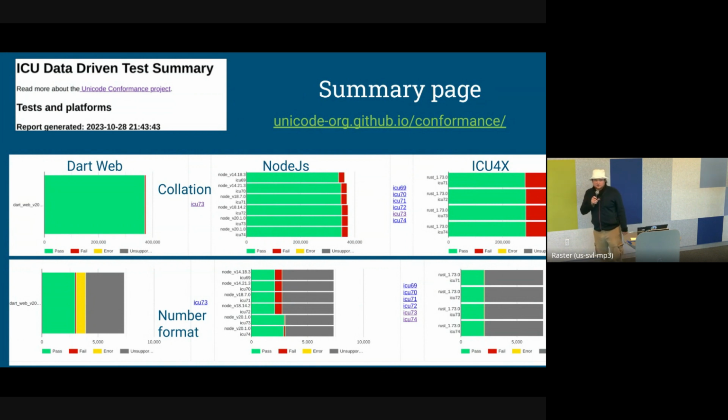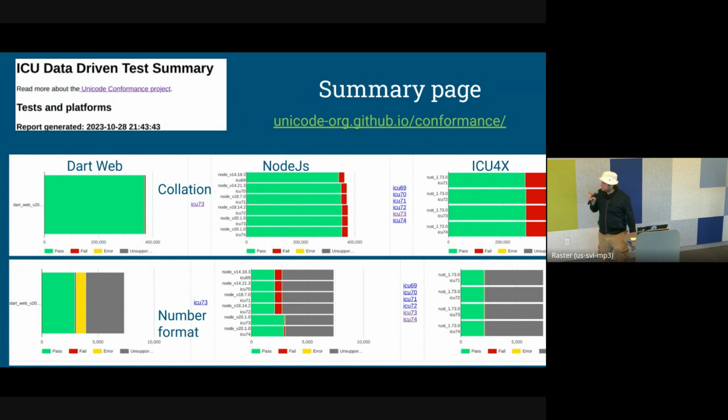The reason for that jump is that Node 20 implemented a new proposal, number format v3, which added support for additional features, and that's reflected in the data-driven tests. You can see how we turned a number of failing and unsupported tests into passing tests in Node 20, and that's reflected in this dashboard.